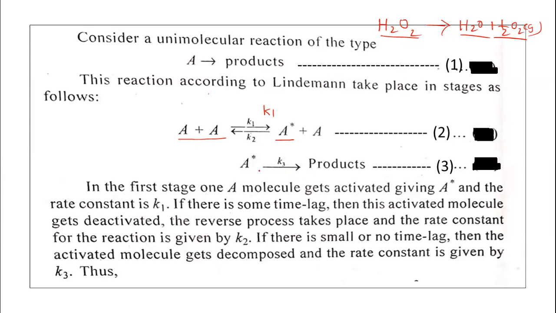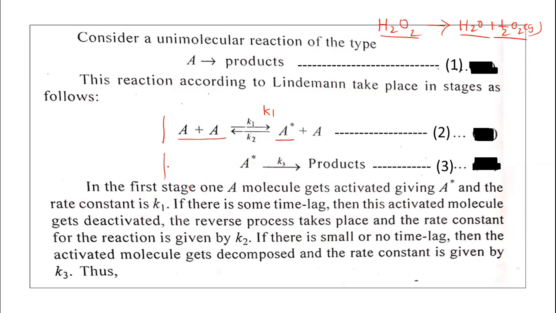K3 is the rate constant for this decomposition, meaning the formation of the product. So K3 is the rate constant for the decomposition of the activated molecules, K1 is the rate constant for the formation of the activated molecules, and K2 is the rate constant for the deactivation of the activated molecule. So the understanding of the mechanism of the reaction is very important here.